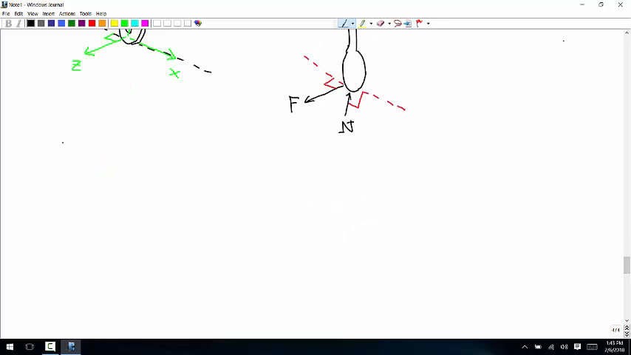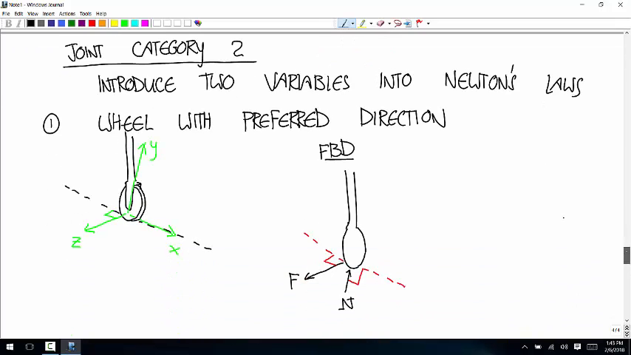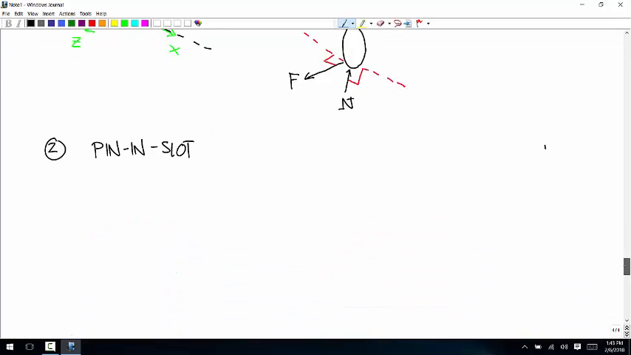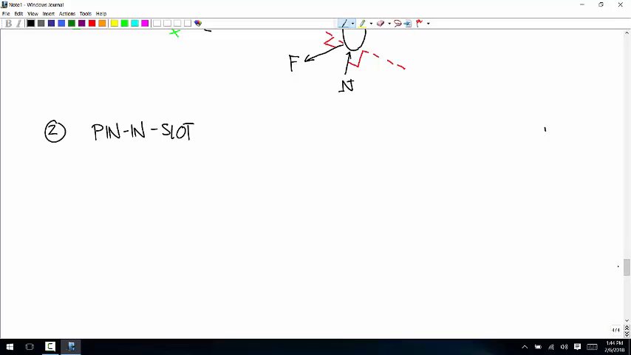And now the other type in this category is a pin and slot joint. And this one I have a visual aid for, although it's broken. Damn it.